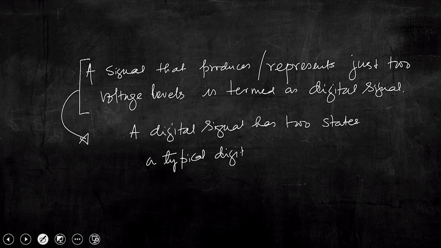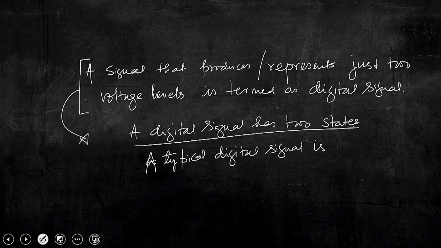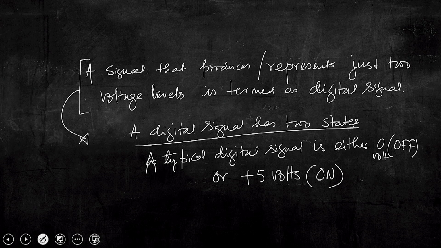So, as I said, in a typical automotive electronic system or typical automotive electronic circuits, a digital signal has two states, that is very important, and a typical digital signal is either 0 volt, that is off, or plus 5 volts, that is on. So, this is all about the digital signal.